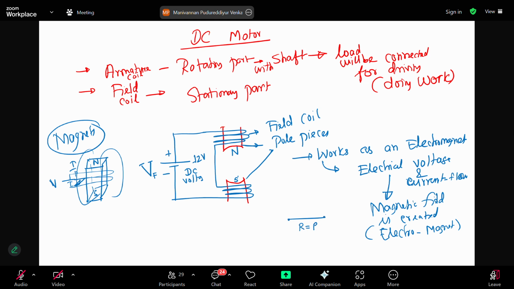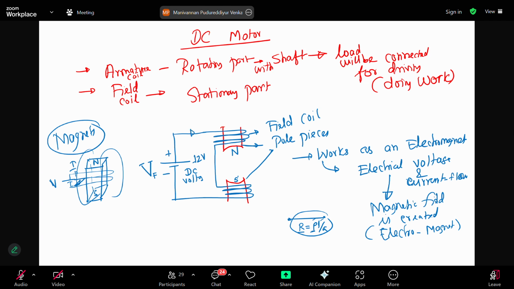R equal to rho L by A, correct? So resistance of any wire equals resistivity of the material, for copper the resistivity, L is the length of the wire, A is the cross-sectional area. Automatically any metal wire has some resistance that depends upon the resistivity, length, and thickness of the wire. So that means there will be a current flow.